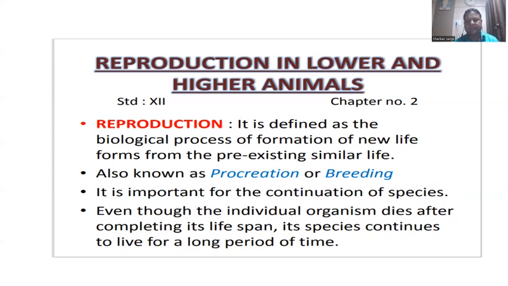You know very well, reproduction is a biological process in which every individual produces their own offsprings which are similar to themselves. But the proper definition given here, you carefully observe: it is defined as the biological process of formation of new life forms from the pre-existing one. Yes, pre-existing similar life. It is also known as procreation or breeding.